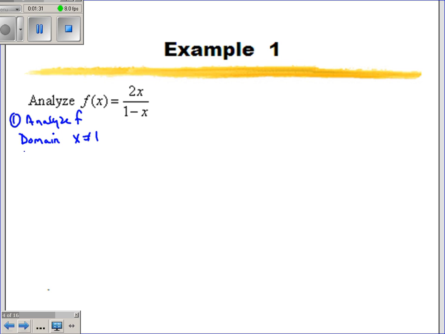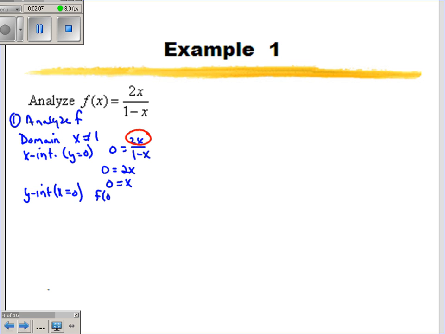So now x-intercepts. X-intercepts will be where the y value is 0. So we're going to have 0 equal to 2x over 1 minus x. The only way a fraction can be 0 is if the numerator is 0. So the numerator is 0 when x is 0. And then our y-intercept. Y-intercept will be where the x is 0. If you let x equal 0 in the equation, you're going to have that f of 0 is going to be 0 over 1, so we just get 0. So x and y-intercepts are both the same value.